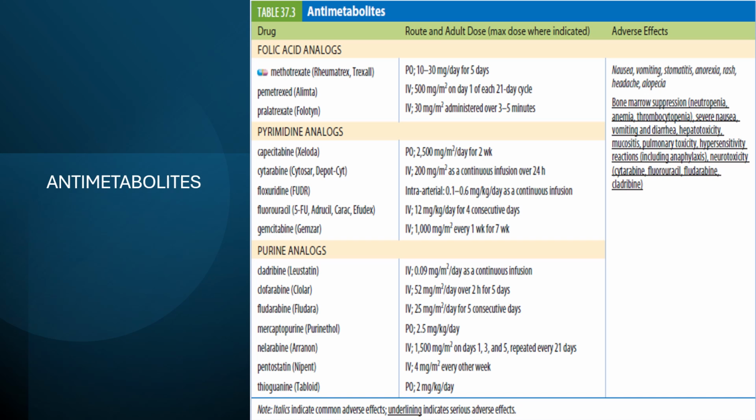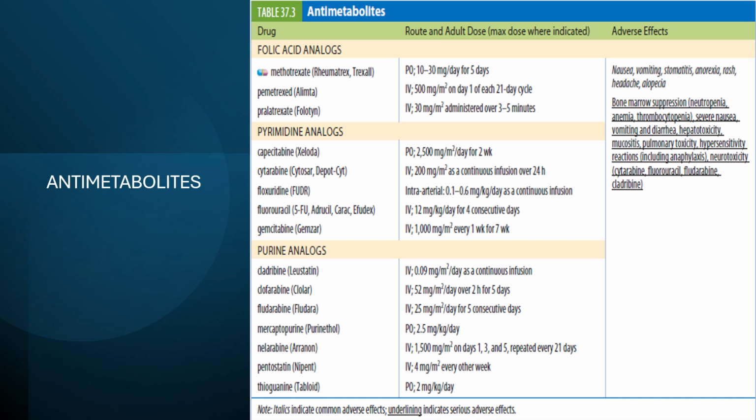Pemetrexed and pralatrexate have very limited therapeutic applications. As anti-neoplastics, folic acid analogs are given at high doses, which can be toxic to normal cells as well as cancer cells. To rescue normal cells, the drug leucovorin is administered following chemotherapy with methotrexate.